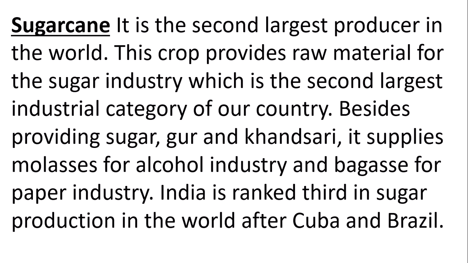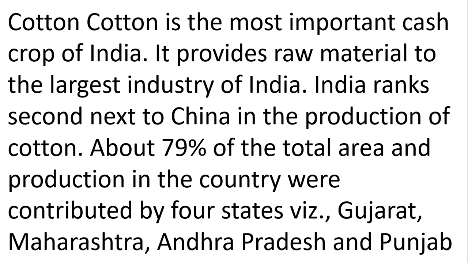Next, cotton is the most important cash crop of India. About 79% of the total area and production in the country is contributed by 4 states: Gujarat, Maharashtra, Andhra Pradesh and Punjab.